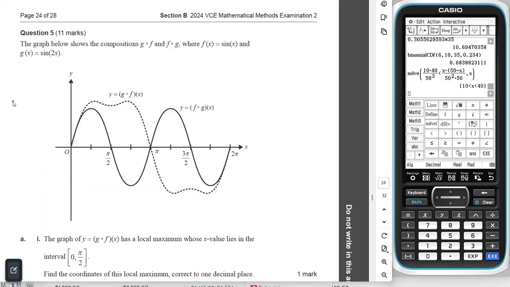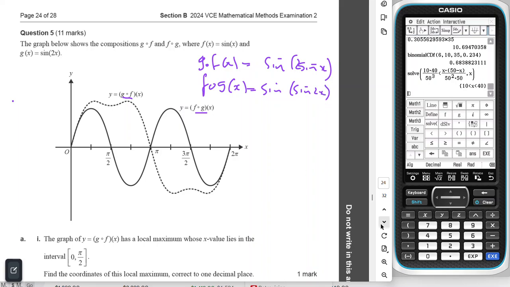Okay, question number 5 with a graph of, so this is g∘f and this is f∘g. So g∘f of x will be g inside of f, so that will be sine of 2 sine x, whereas f∘g of x will be f inside of g, so sine of sine 2x.